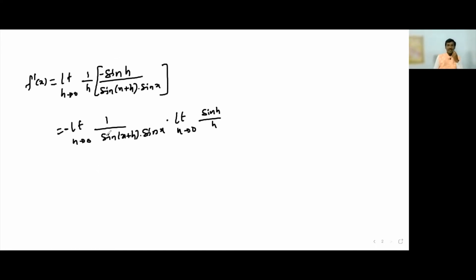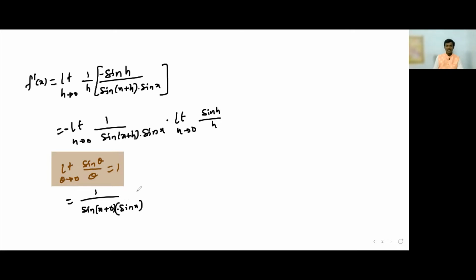Now we have the formula. Why are we writing like that? Here we have the formula: limit theta tends to 0, sine theta by theta is equal to 1. So I am applying the formula. In the remaining part, just substitute the values, h is equal to 0. I am substituting sine of x plus 0 into sine x into sine x.